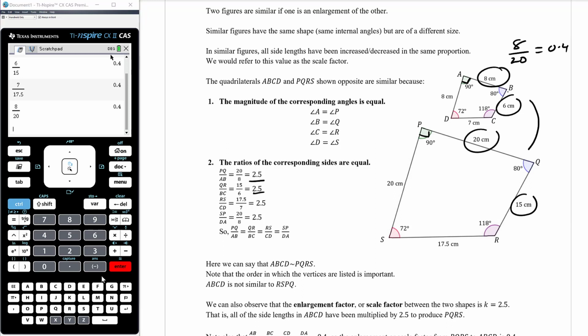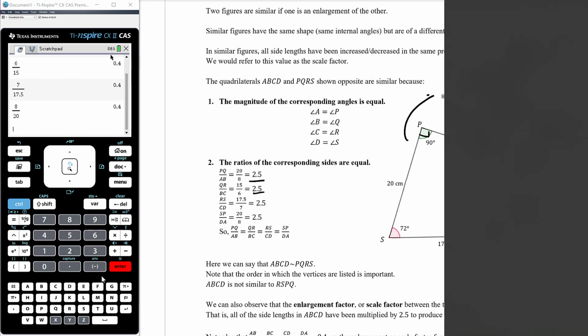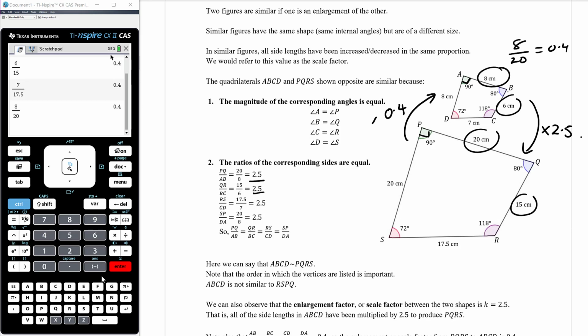So to go from the smaller shape to the larger shape, we clearly have multiplied the side lengths by 2.5, but to go from the larger shape to the smaller one, we've multiplied by 0.4. So there's always going to be two scale factors, the scale factor to enlarge and the scale factor to reduce, but they're essentially the same thing. Multiplying by 0.4 is the same as dividing by 2.5, which is the opposite of multiplying by 2.5. If you look at 1 divided by 2.5, it is 0.4.